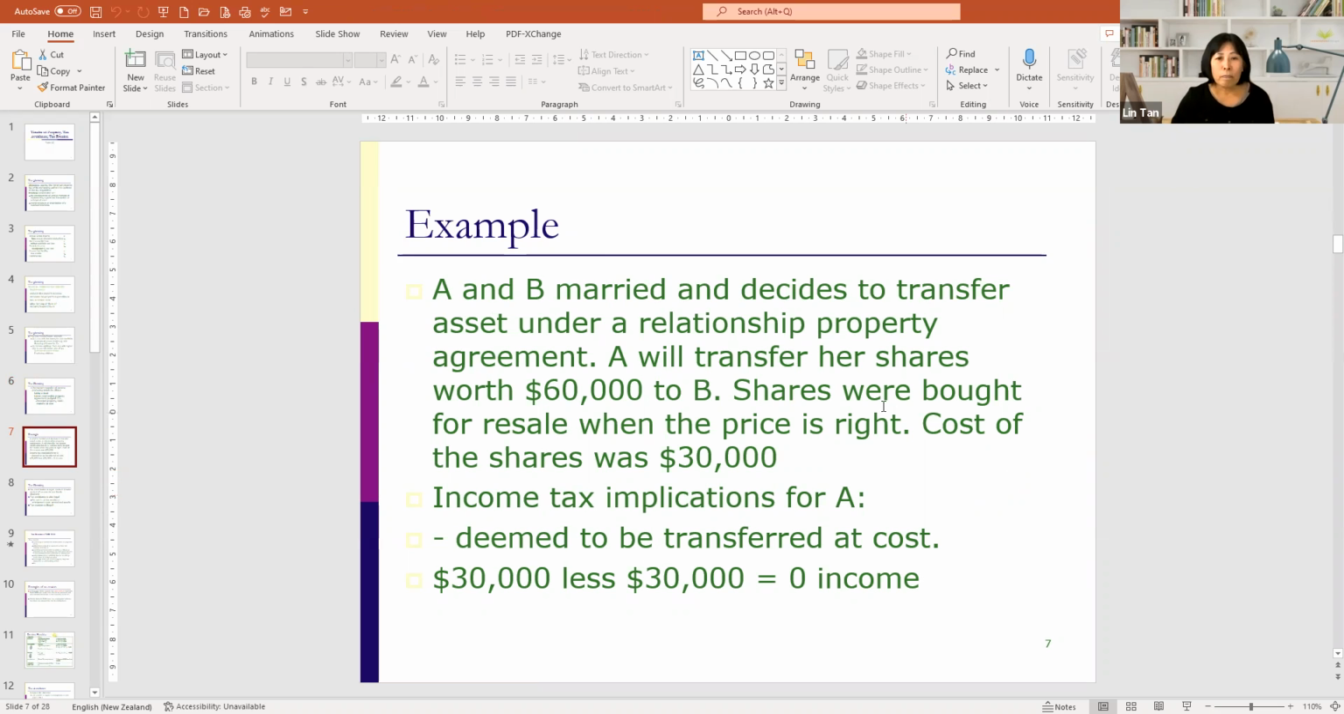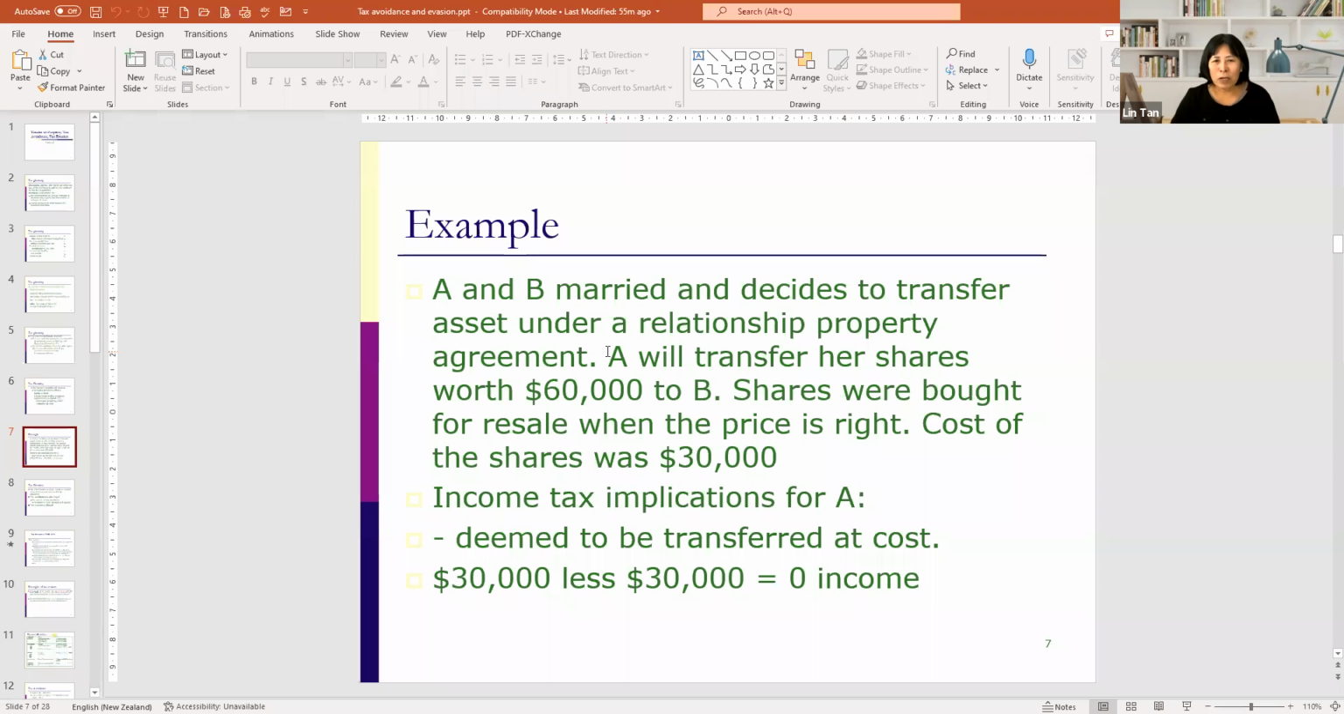So if we have A and B who are married, and A has probably more property than B, and they come to an agreement where A is willing to transfer some of the income producing assets to the spouse B. Normally they will do that if they are in a stable relationship as well, all right? Otherwise, you find that one party might be unwilling to do that. So let's say we follow this example.